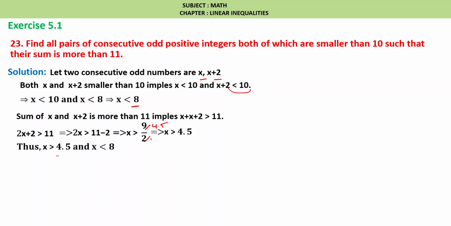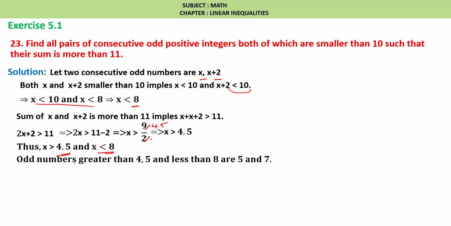Thus x is greater than 4.5 is one condition, but from the other two conditions, x should be less than 10 and x should be less than 8, it reduces to x is less than 8. So odd numbers greater than 4.5 and less than 8 are 5 and 7. If x is 5, then x + 2 will be 7. Similarly, if x is 7, then x + 2 will be 7 + 2, that is 9.